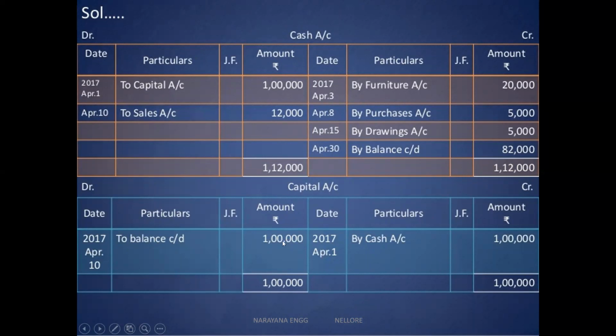So this capital will be next month's credit balance. Next month's credit balance is 1 lakh rupees. That is a credit, because capital is a liability, so it is treated as a credit. So the to balance carried down is 1 lakh rupees. So that is the capital account.